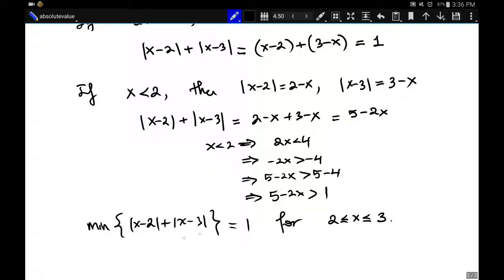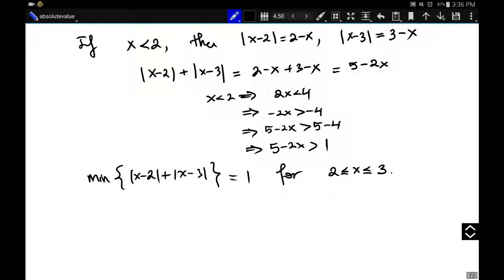Indeed, when you plug in 2, you get 1, so you can include the endpoints. So the minimum value is 1, and this is the case for the values of x between 2 and 3.